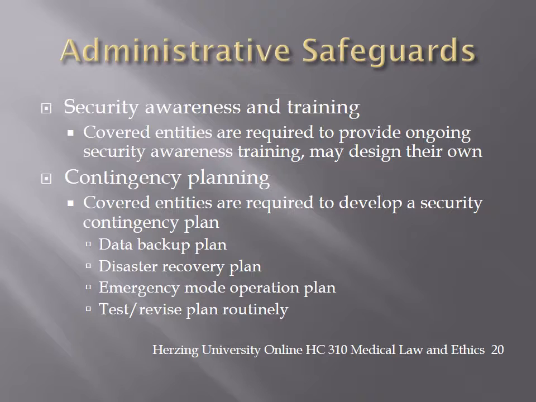Administrative safeguards continued. The covered entity must provide security awareness training. HIPAA allows that the covered entity may design their own training program. Covered entities are also required to design and develop a contingency security plan, which includes the following: a data backup plan, a disaster recovery plan, an emergency mode operation plan, and a plan to test and revise routinely.